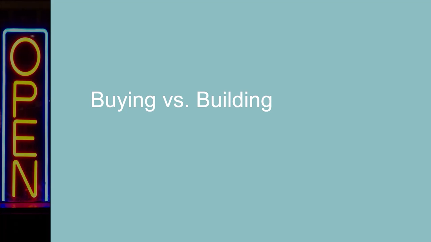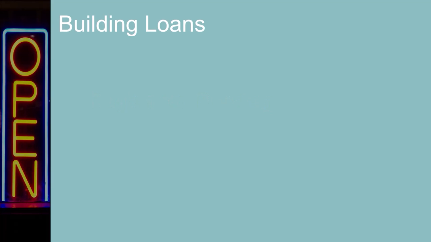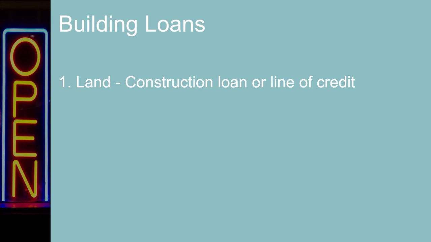You have two choices if you decide to own your building. You can buy an existing building or you can build a new building. Managing the construction of a building is more complex than buying an existing building and comes with additional financial considerations. Building involves 2 to 3 loans. The first purchase is the land. In a hot market, you may decide to use an existing line of credit or cash on hand to quickly close on the land sale. Another option is to finance the land with the construction loan you'll also use for the building.